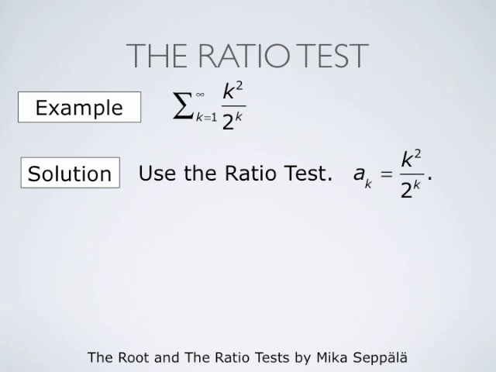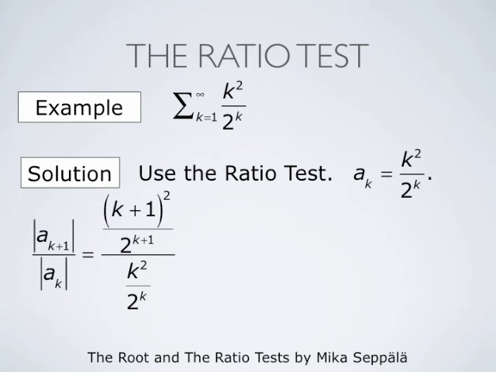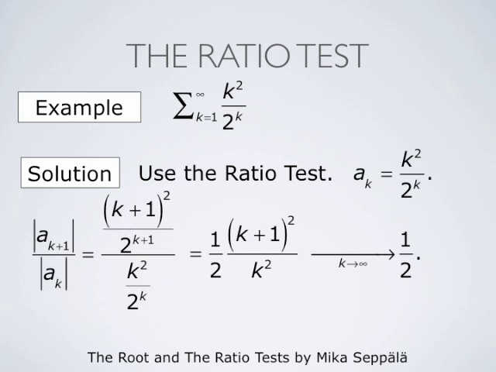In the ratio test, we have to study the quantity ak plus 1 divided by ak and the absolute value of that. In this case, ak equals k squared divided by 2 to the power k. So the absolute value of ak plus 1 divided by the absolute value of ak is (k plus 1) squared divided by 2 to the power k plus 1, and this ratio divided by the ratio k squared divided by 2 to the power k. This simplifies to 1/2 times (k plus 1) squared divided by k squared. But (k plus 1) squared divided by k squared approaches 1 as k goes to the infinity, and therefore this whole quantity approaches 1/2 as k goes to the infinity.